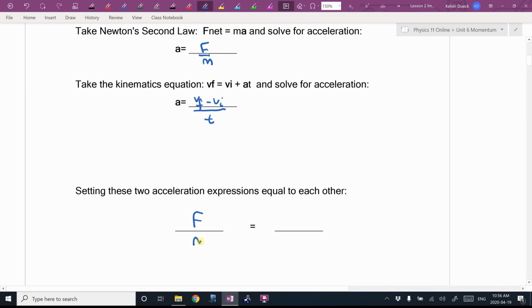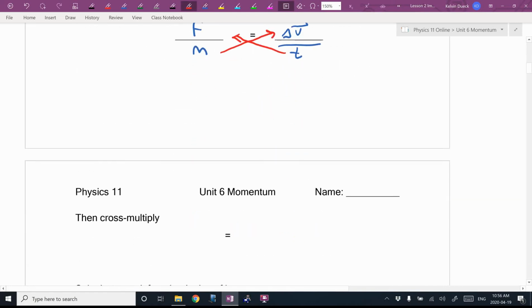F over m equals Vf minus Vi over T. Although instead of writing Vf minus Vi, since that's final minus initial, hey, that's also a change in, I'm going to write it like that. The last thing we're going to do is cross multiply to get rid of the fractions. I'm going to multiply the T up to there, and the m up to there, and I'm going to get F times T equals m delta V.